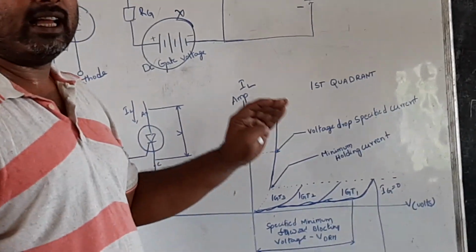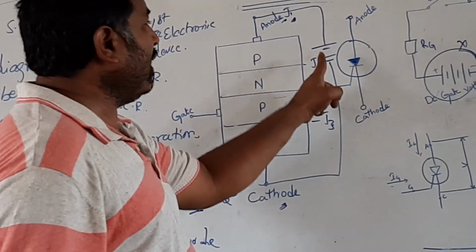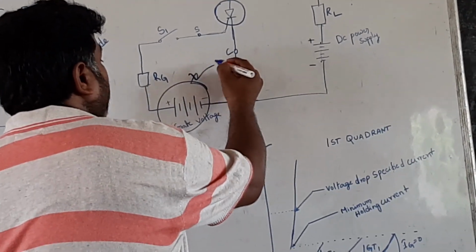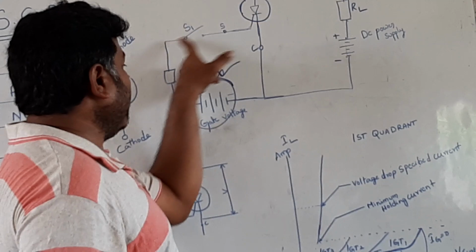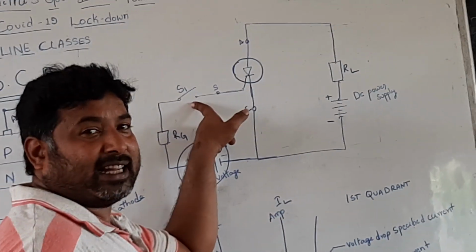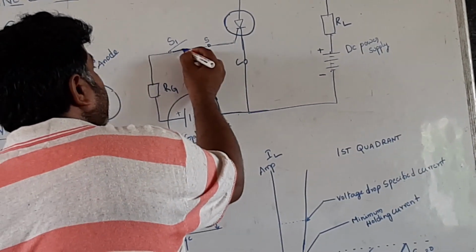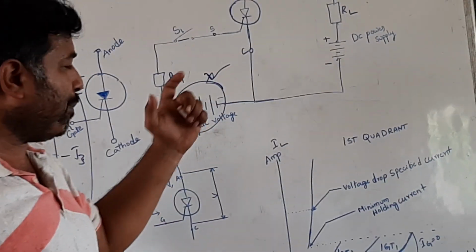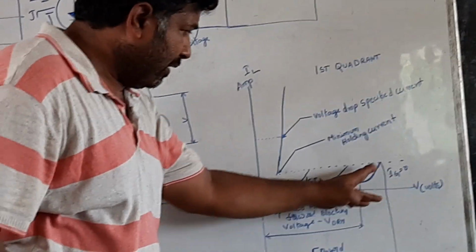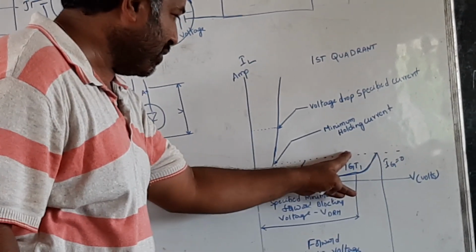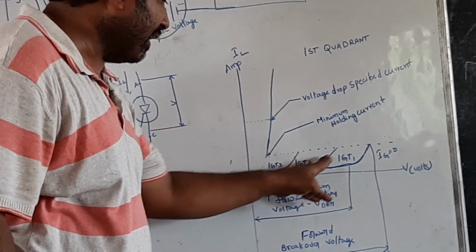On the other hand, in case of forward conduction mode, anode is positive with respect to cathode like this, and in addition, the gate current is also applied. Without applying gate current, the gate is in open condition. On the application of gate current, with the switch in closed condition, the forward blocking voltage starts reducing and current is increasing.